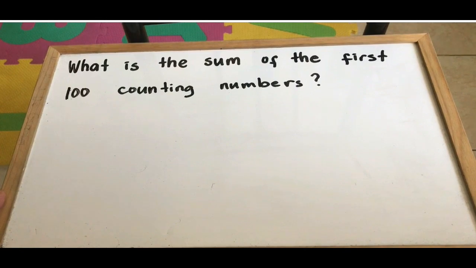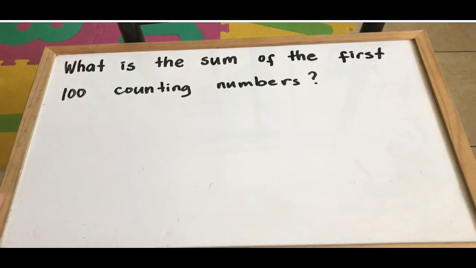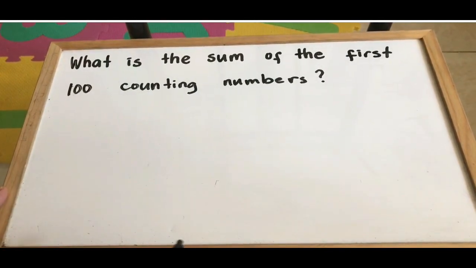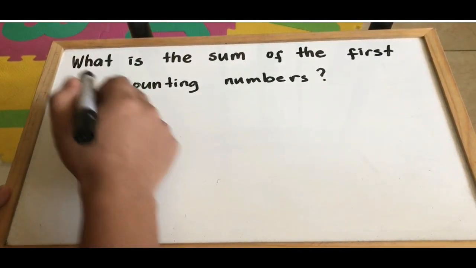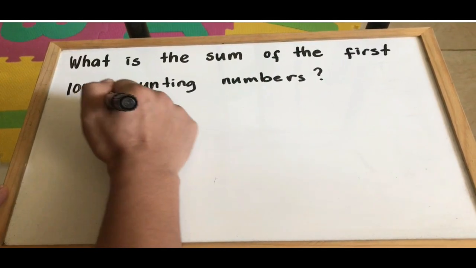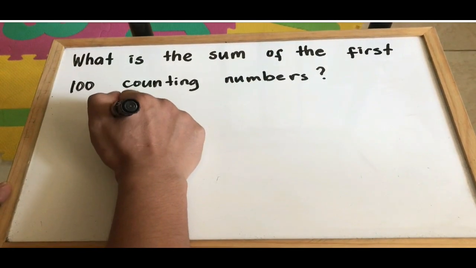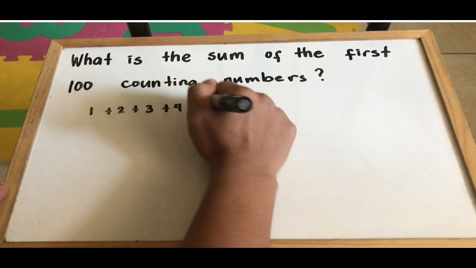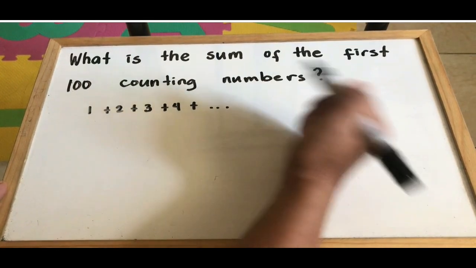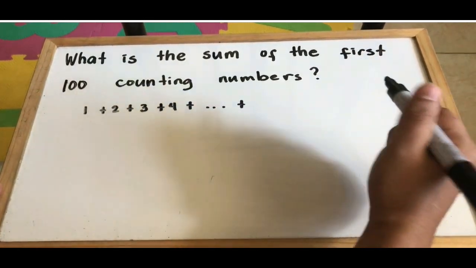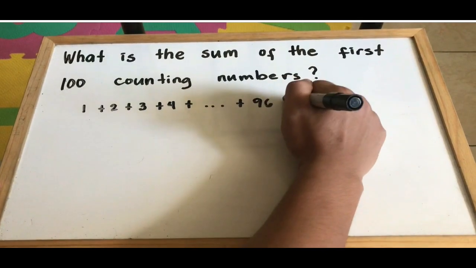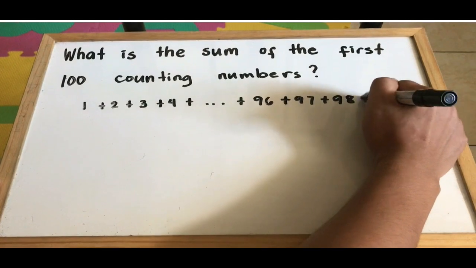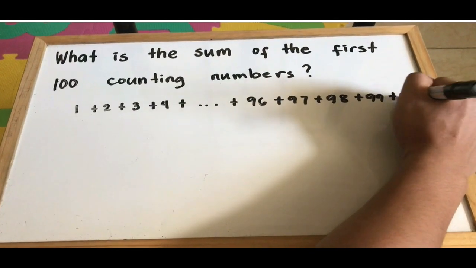What is the sum of the first 100 counting numbers? So, ano-ano ba yung mga counting numbers? Yan yung 1, 2, 3, and so on. So, first 100. So, magi-start tayo sa 1. Sum. So, plus 2, plus 3, plus 4, plus, and so on, up to 100 daw. So, let's say, 96, plus 97, plus 98, plus 99, up to 100. Ayan.